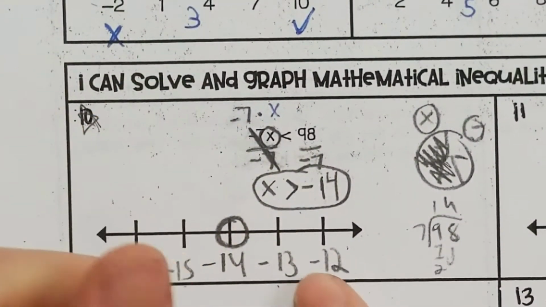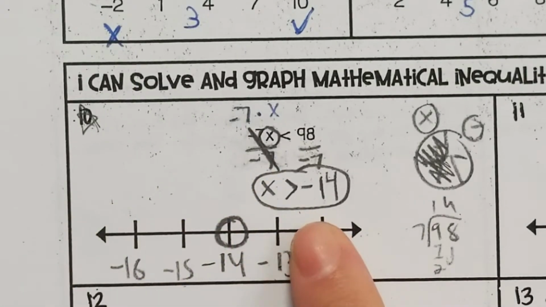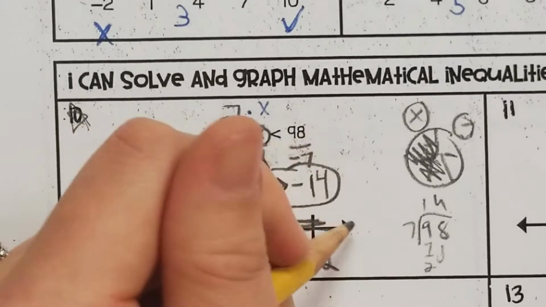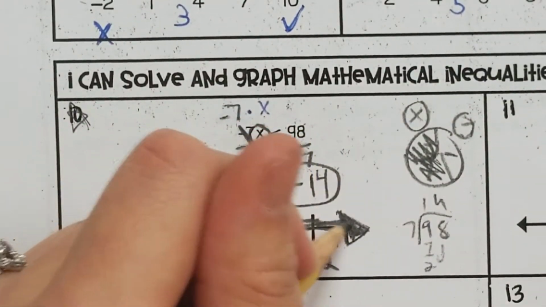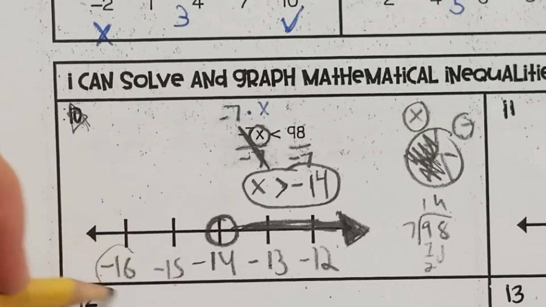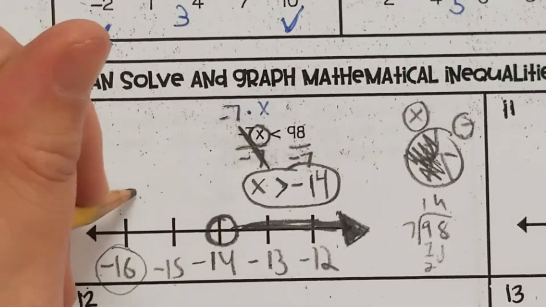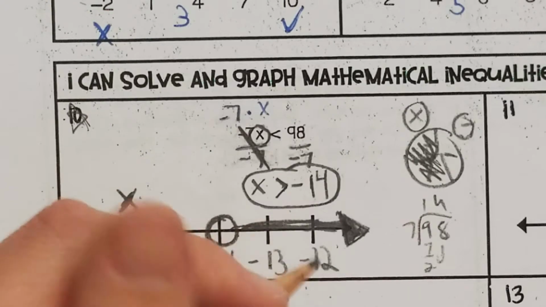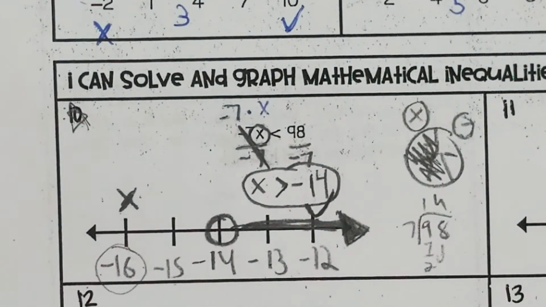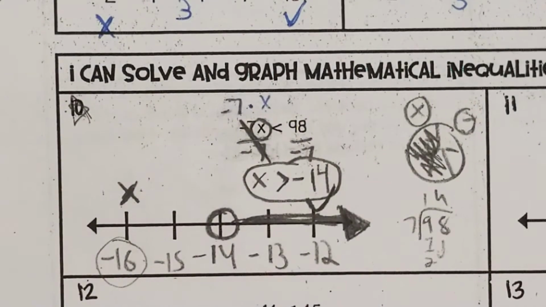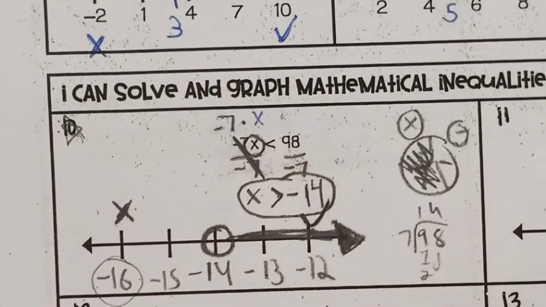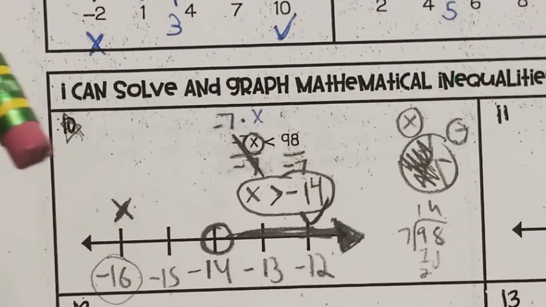So I know that it's going to be an open circle because we have no or equal to line. And then we can use our arrow to say, oh yeah, it's pointing to the right. If you wanted to check our work, we can say, is negative 16 greater than negative 14? And it's not. And is negative 12 greater than negative 14? And it is. So that's how we would solve if we were multiplying and dividing by a negative number.